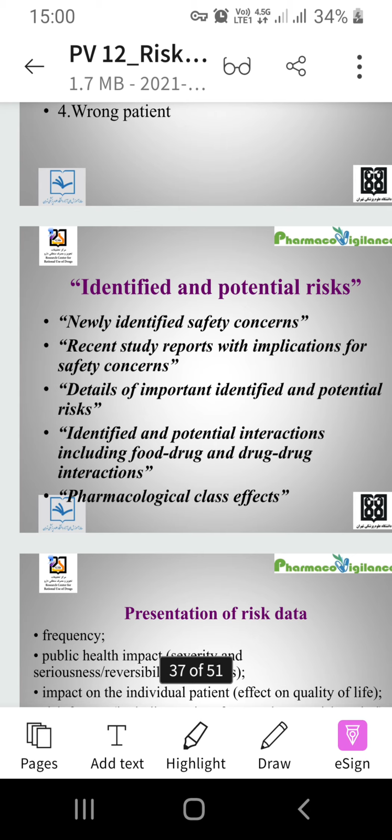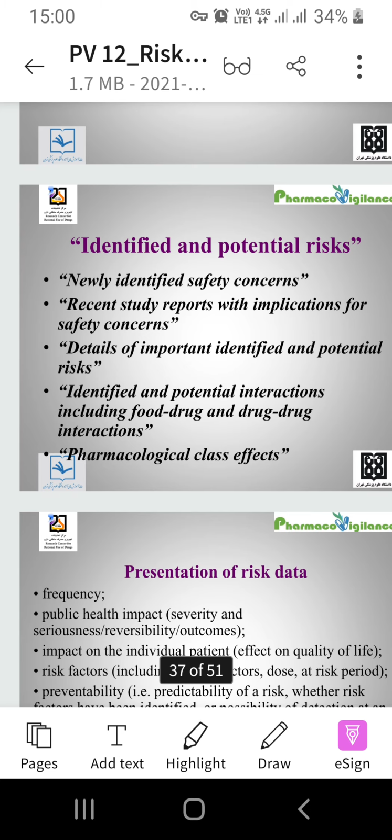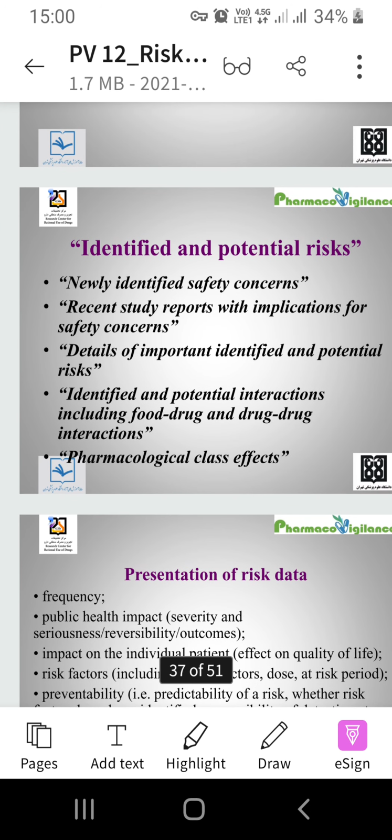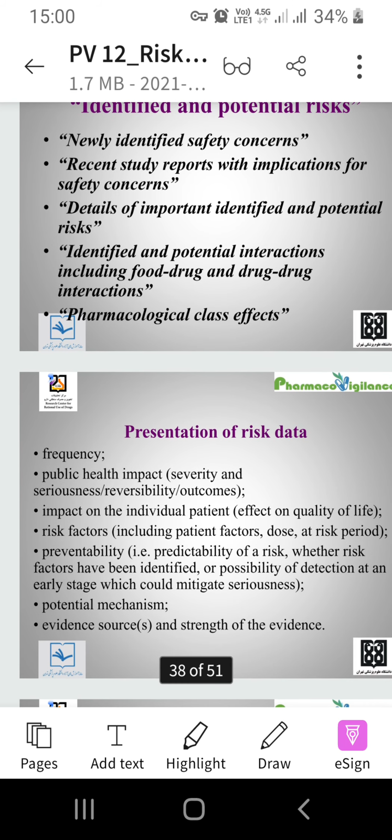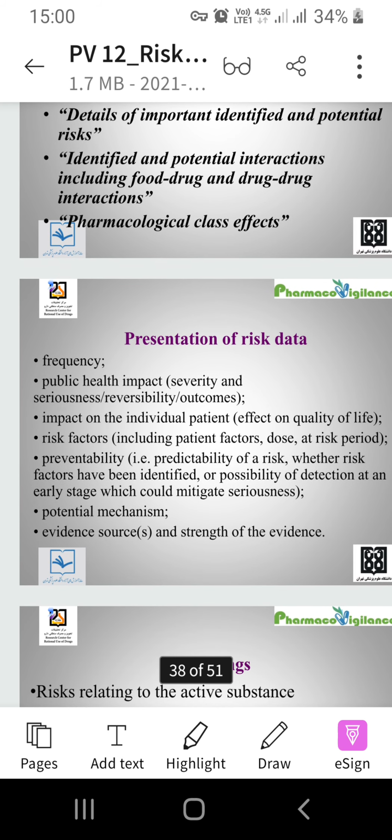Identified and potential risks: newly identified safety concerns, recent study reports with implication for safety concerns, details of important identified and potential risks, and identified and potential interactions, including food-drug and drug-drug interactions and pharmacological class effects.